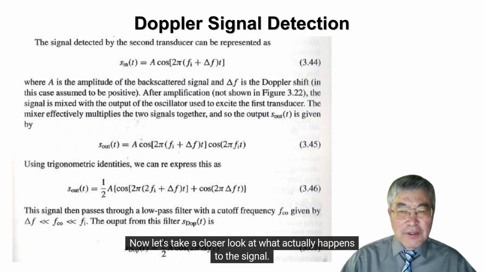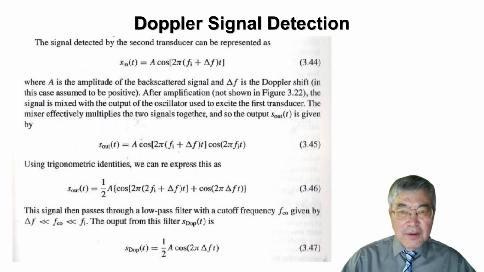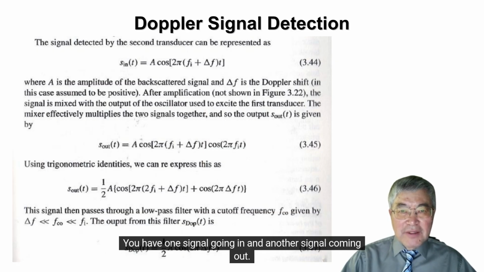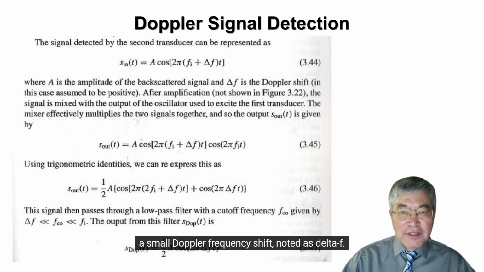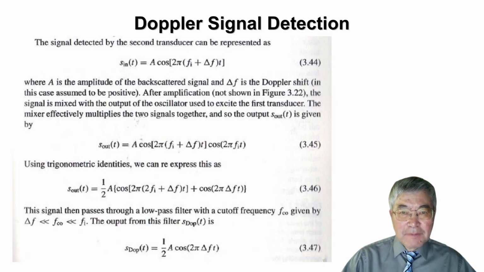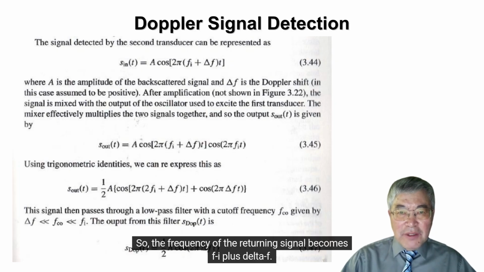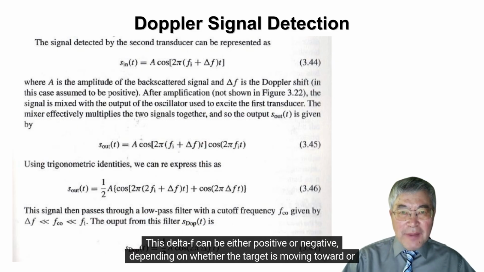Now let's take a closer look at what actually happens to the signal. You have one signal going in and another signal coming out. The input signal is transmitted at a certain frequency, which we call Fi, while the received signal includes a small Doppler frequency shift noted as delta F. So the frequency of the returning signal becomes Fi plus delta F. This delta F can be either positive or negative, depending on whether the target is moving toward or away from the transducer.